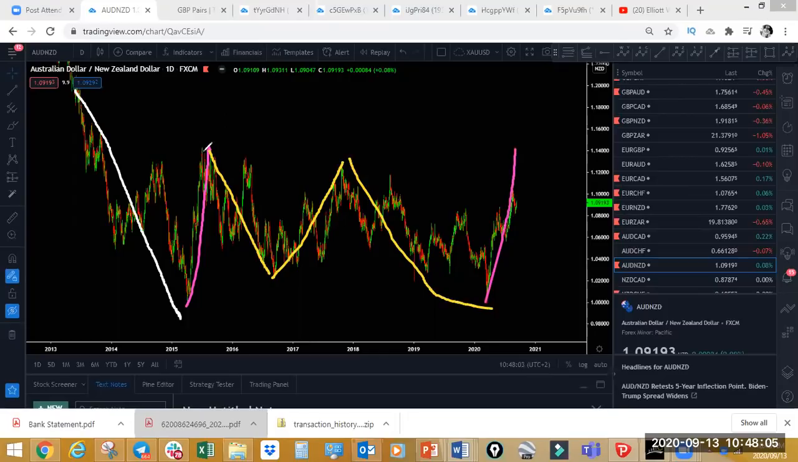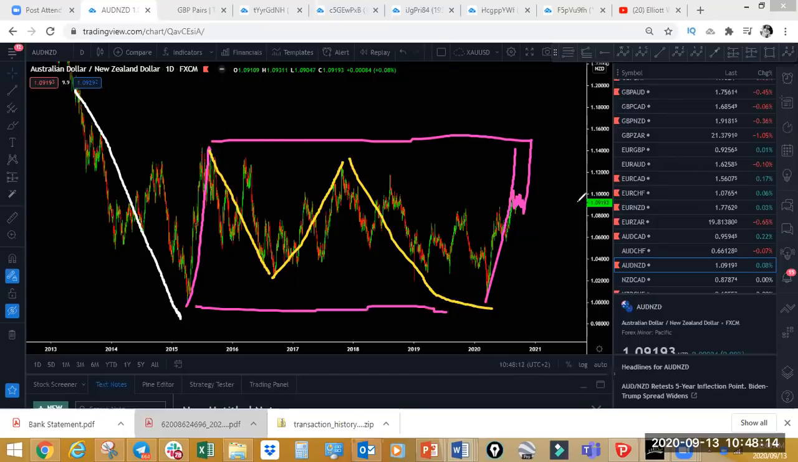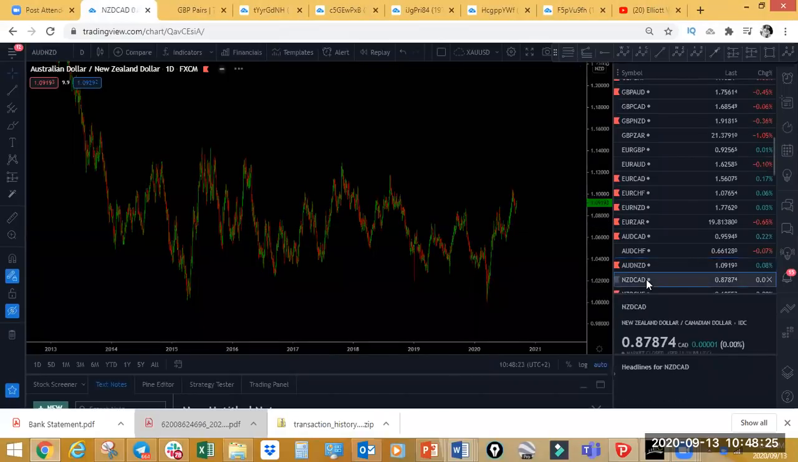I'm giving you this so you can see why we're not interested in selling Aussie New Zealand as yet. We're looking at the bigger structure like that. So even if this does not go right now, you can see here, we may get these to go sideways. That's even better because that's going to push it up higher. That's Aussie New Zealand. New Zealand CAD.